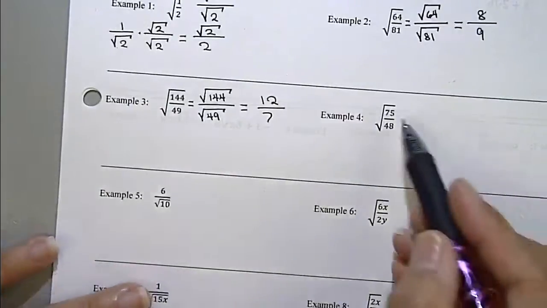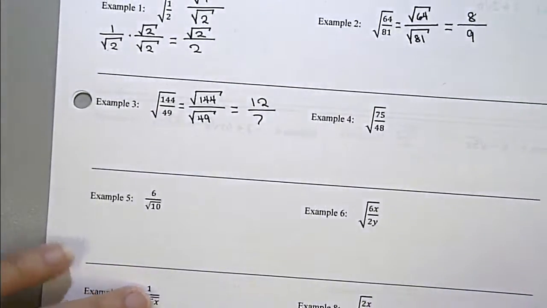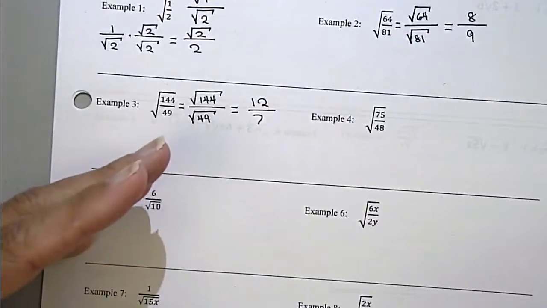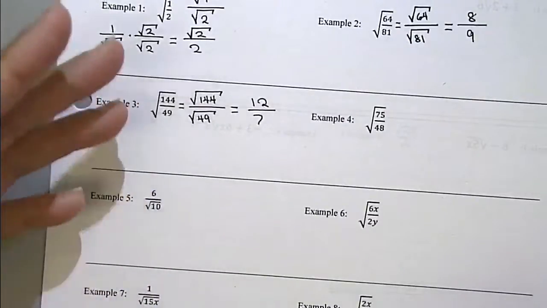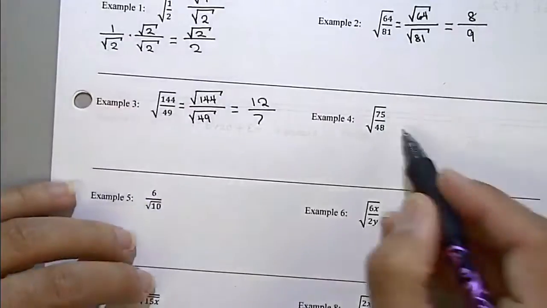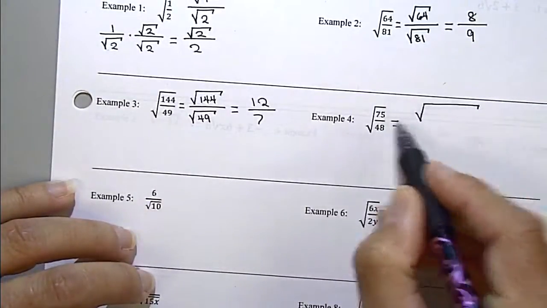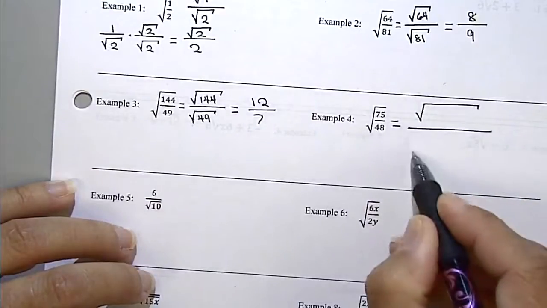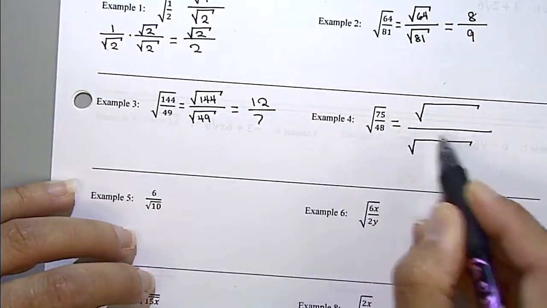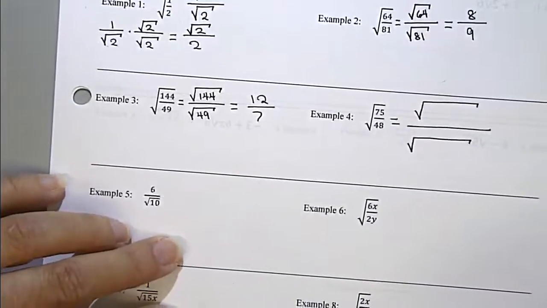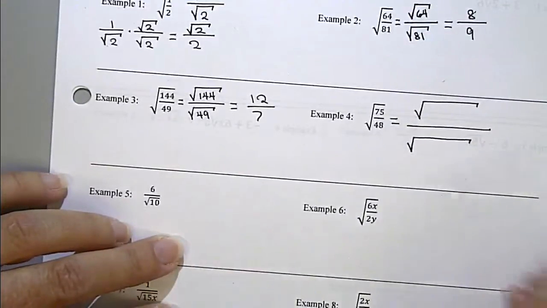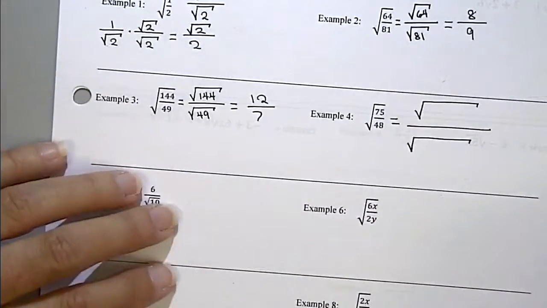All right, let's take the square root of 75 over 48. Now, these are not perfect squares, right? So I'm looking at other things I can do to them. First thing I'm going to do is split them into something over something, and I'm hoping I can find some perfect squares inside 75 and inside 48 that I can get rid of.